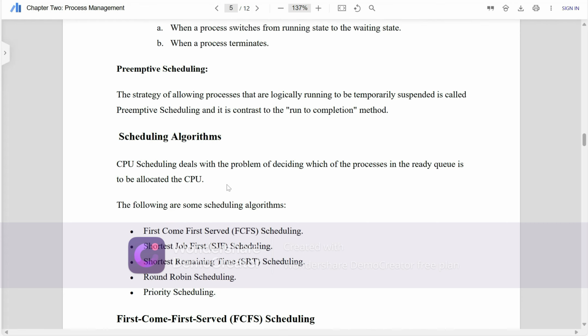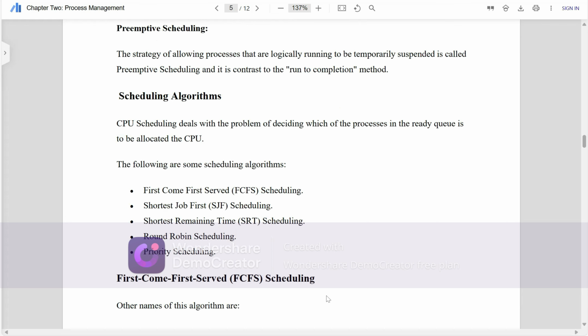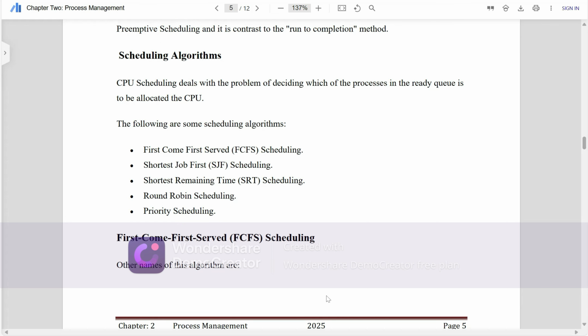Okay, so there are a few scheduling algorithms out there. The first one is the first come first served scheduling algorithm, or FCFS, then shortest job first, SJF, shortest remaining time, SRT, round robin scheduling, that is RR scheduling, or priority scheduling. These scheduling algorithms should be discussed in detail.